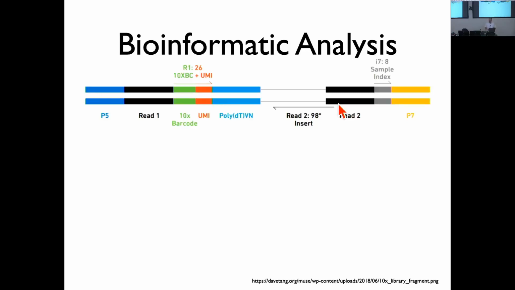It's like the Model T, right? You can have it in any color you want as long as it's black. So you can buy from them 150 base pair paired-end reads, or you can buy 150 base pair paired-end reads.